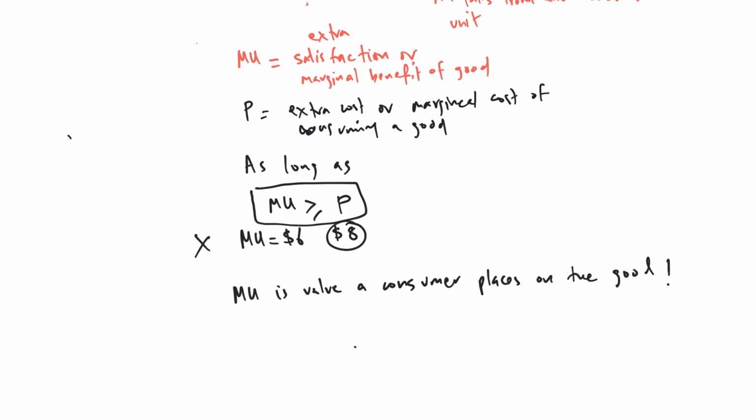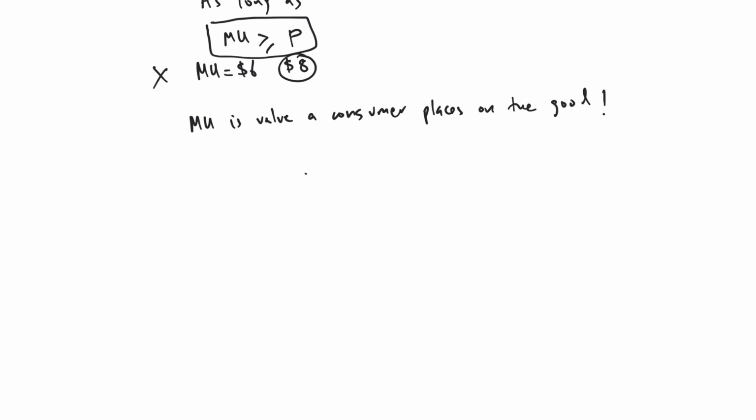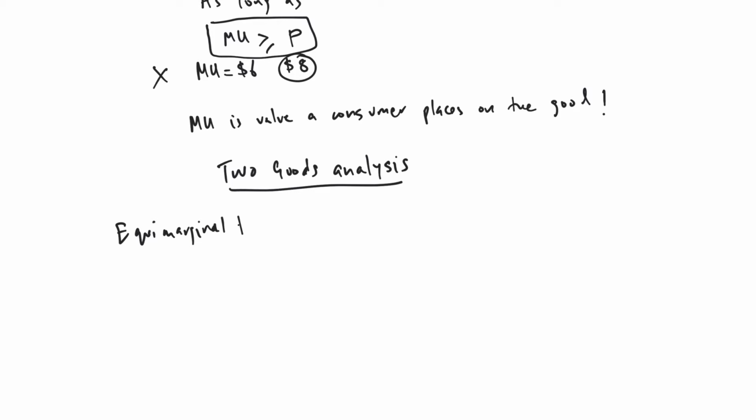I want to now talk about one more important concept. The next thing that I want to talk about is this: let's say you are a consumer who's thinking about buying two goods. So let's write this: two goods analysis. And this is where we're talking about the equi-marginal principle.